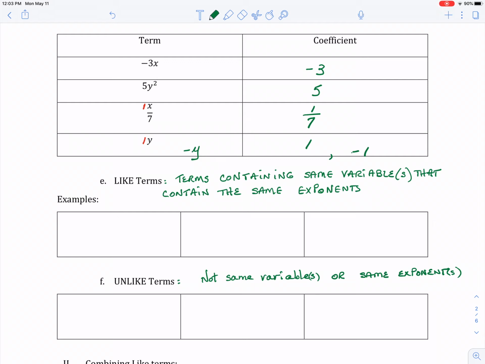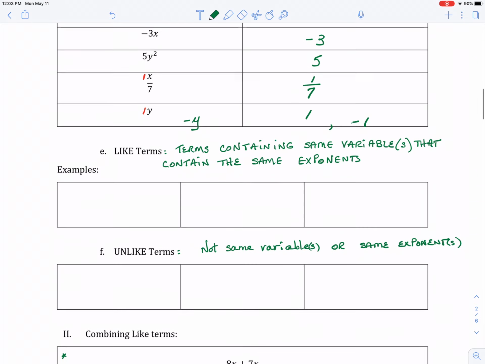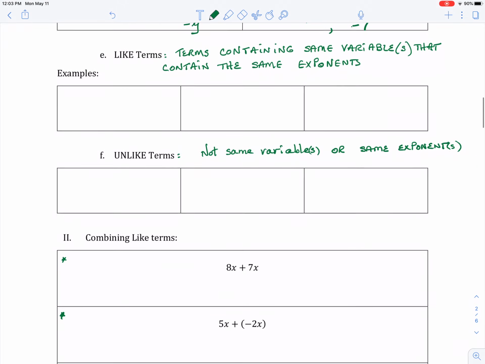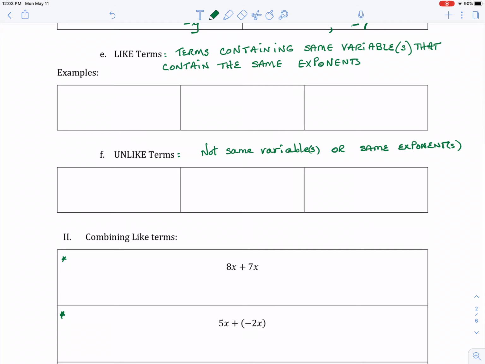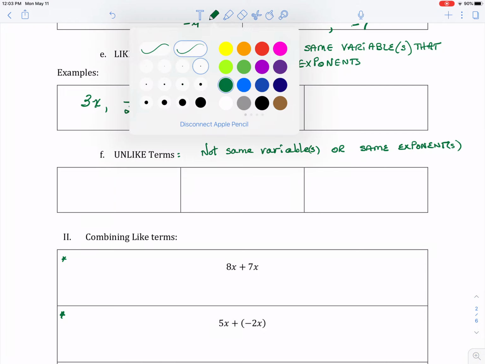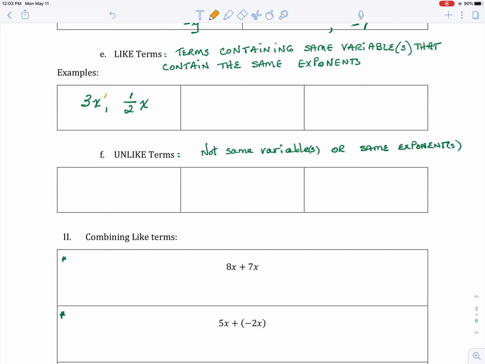All right, so moving on, like terms versus unlike terms. The qualifications for like terms is that they must contain exactly the same variable or variables, and those variables must contain exactly the same exponents. So let's see, like terms might be 3x and 1/2 x, same variables with exactly the same exponents, and we haven't talked about that yet, but these exponents here are understood to be ones when I don't write them down.